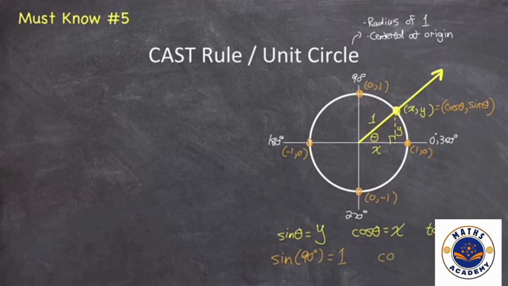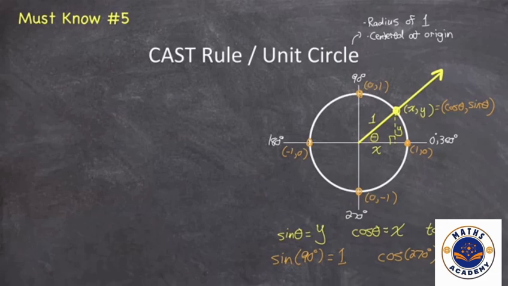What if I asked you to find cosine of 270 degrees? If you rotated 270 degrees, your terminal arm would intersect the unit circle at this point right here. And the cosine ratio is equal to the x-coordinate. So cosine of 270 is equal to 0.